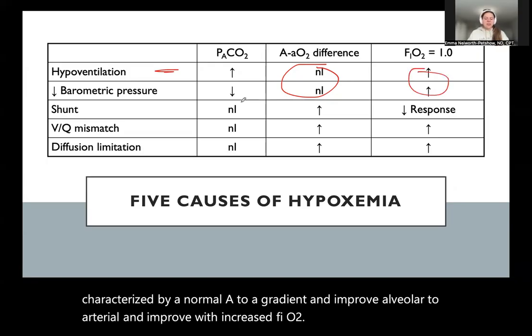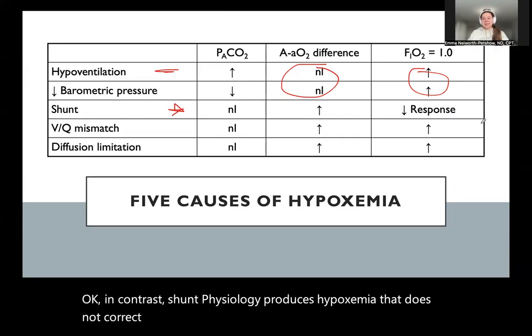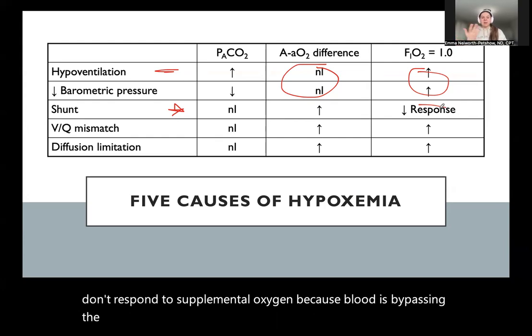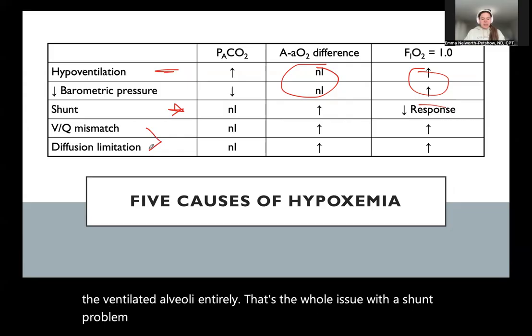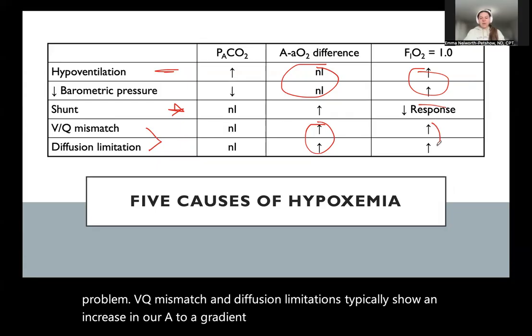In contrast, shunt physiology produces hypoxemia that does not correct with supplemental oxygen. That's what this is. So they don't respond to supplemental oxygen because blood is bypassing the ventilated alveoli entirely. That's the whole issue with a shunt problem. VQ mismatch and diffusion limitations typically show an increase in our A to a gradient and a partial, maybe not full, but partial response to oxygen therapy.